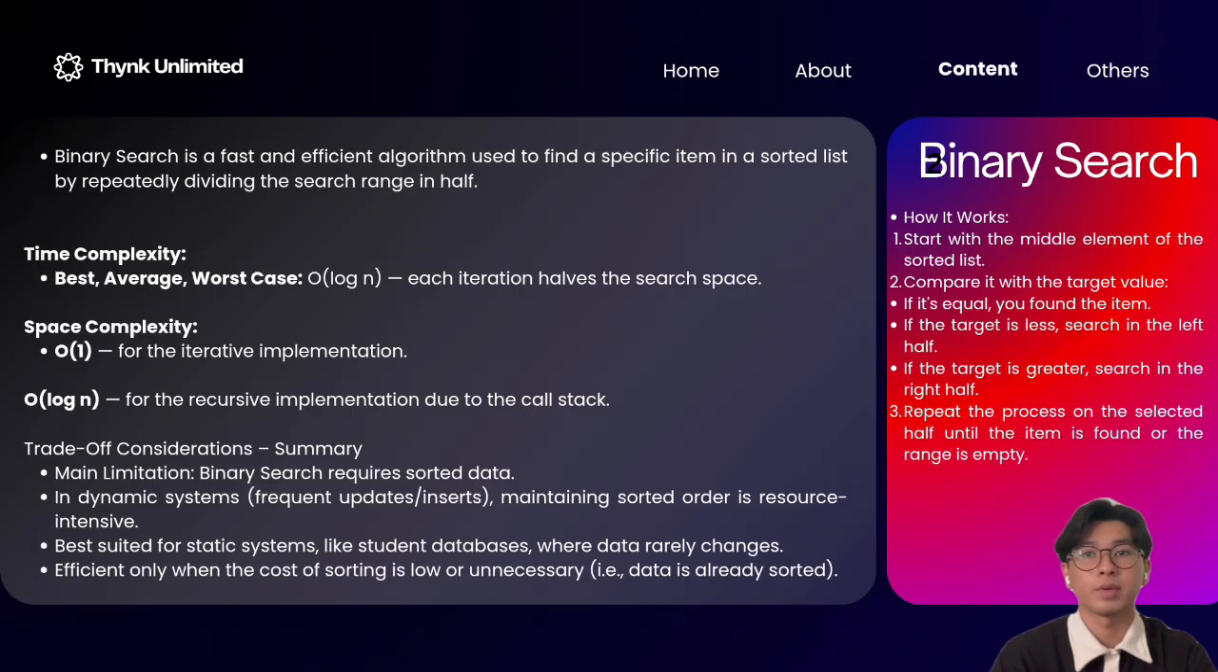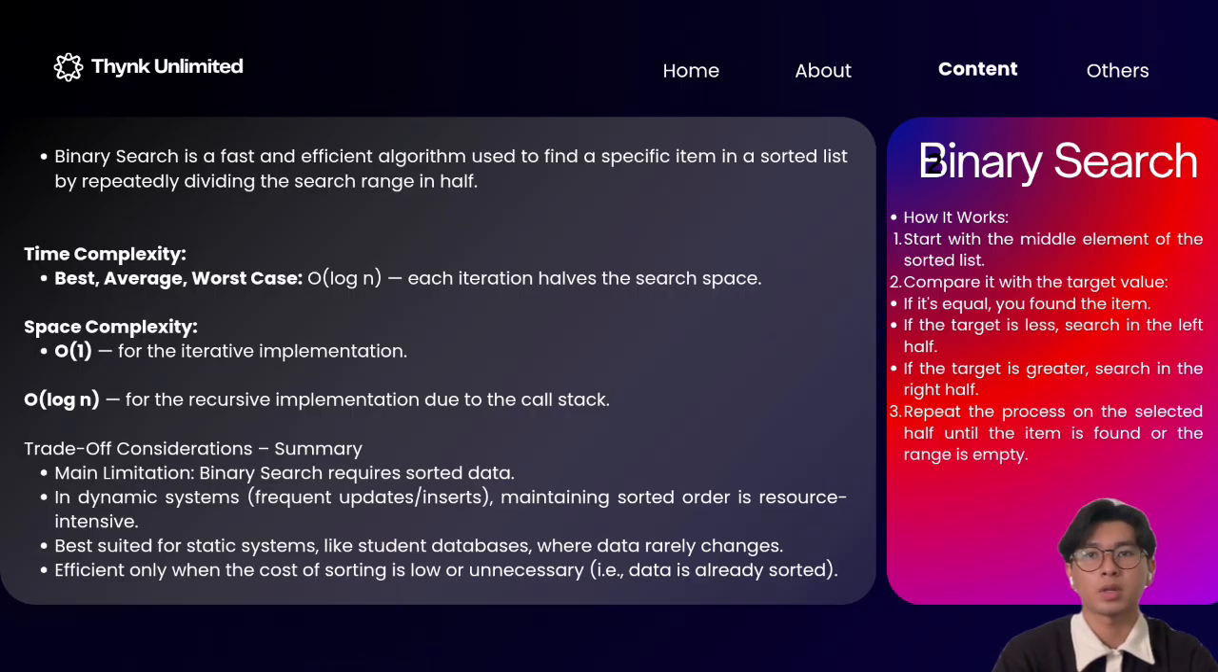For time complexity in binary search, the best case is O(1) if the target is exactly in the middle. The average and worst case is O(log n), since each step cuts the search space in half. Space complexity is O(1) in iterative form and O(log n) if implemented recursively.